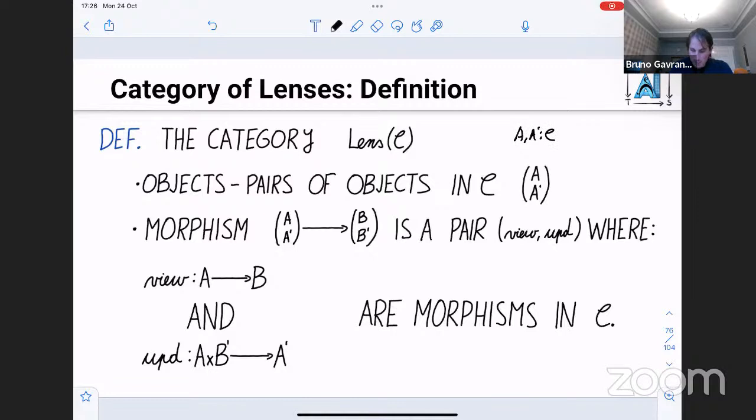And now what is a morphism in this category? So if I have an object in Lens, which is going to be a pair of objects, and another object in Lens, which is going to be a pair of objects, a morphism is still going to be a pair of morphisms, and I'm going to call them view and update.